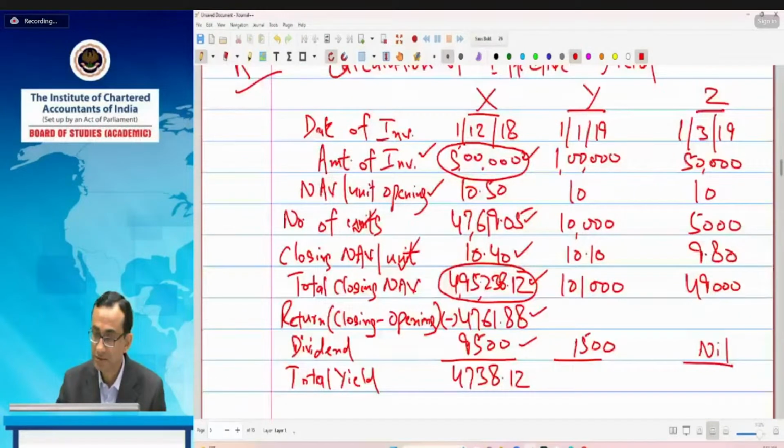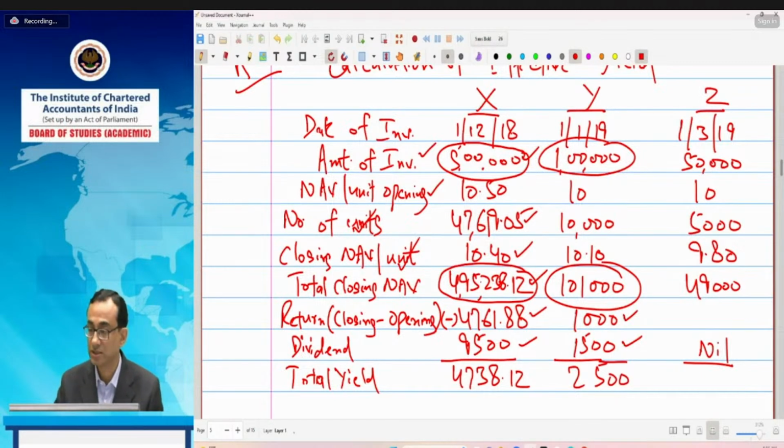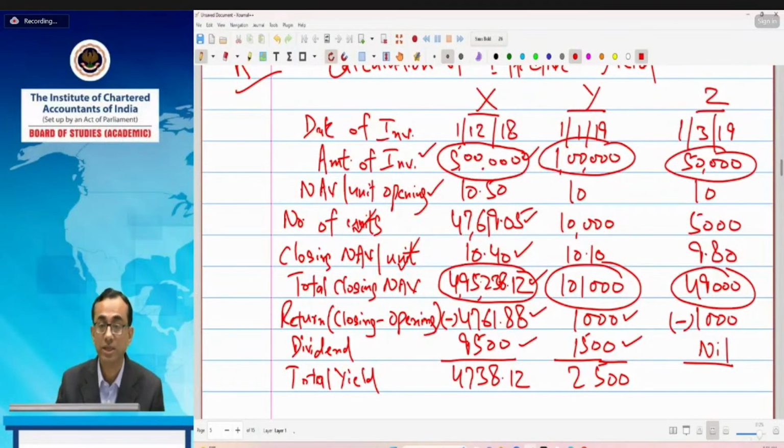Now calculate it for Z and Y in the same way. That is, let us calculate the return of Y first. So how the opening minus closing? 1 lakh, this figure opening and 1,01,000, that is closing in case of Y. Closing is higher, so this figure will be actually positive. So return plus dividend, it will be total yield, which is 2,500 in case of Y. Same way, calculate it for Z. Opening minus closing, it will be 1,000, but it will be a negative figure since this closing NAV is less than the opening NAV. There is no dividend in case of Z, so this figure will be negative figure. That is 1,000 will be a negative figure.